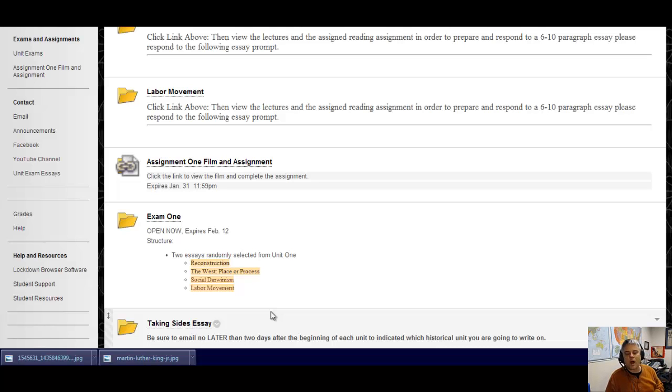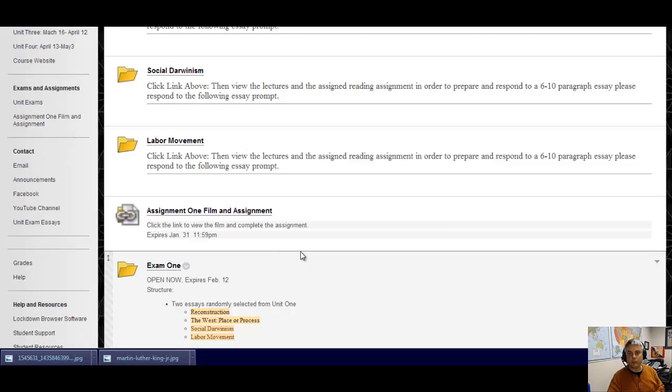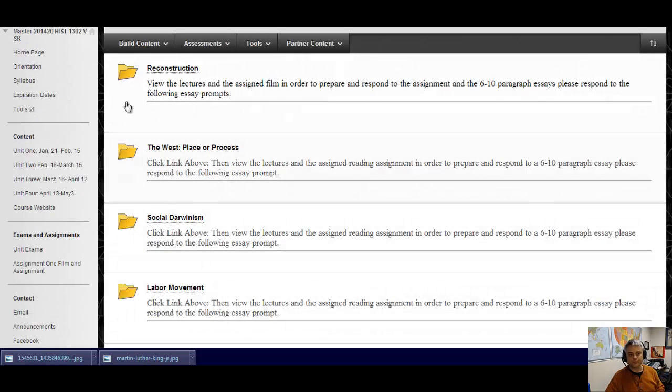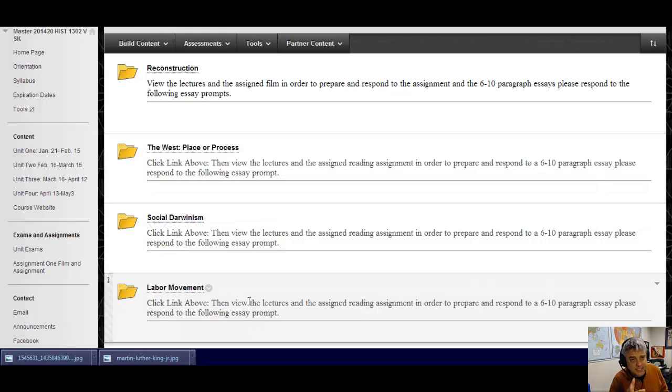And so for exam 1, what will happen is the exam will randomly select two of these. So your exam will either have Reconstruction or social Darwinism or the West, and the labor movement. It'll have 2 of these essays from the lectures for you to respond to. So there'll be 2 for this one. The rest will have 3.